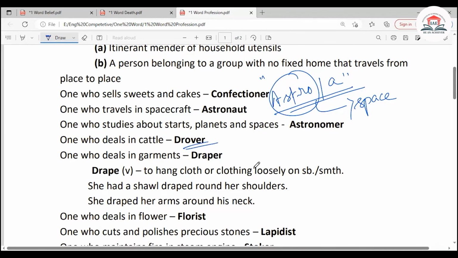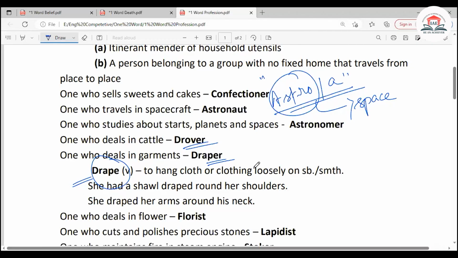Drover, one who deals in cattle, right? Draper, right? One who deals in garments is called draper, because drap is an individual verb through which we mean to hang clothes or clothing loosely on somebody or something. That is called draping. She had a shawl draped round her shoulders. এই চাদরটাকে ঘিরে পরা, that is drap. From this word, the word draper comes. One who deals in garments, right?